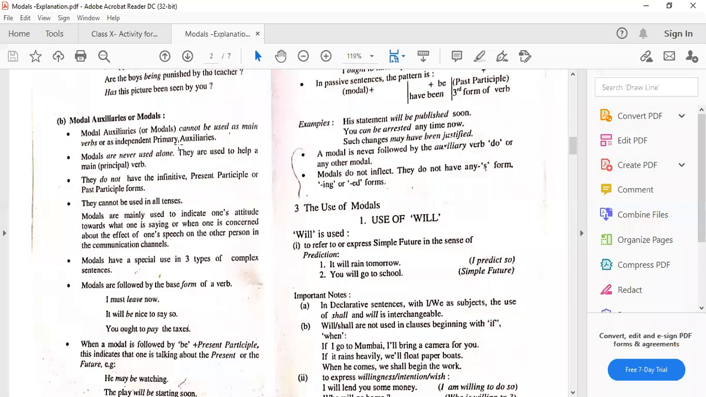But the modals cannot be used alone. They are used to help a main verb. A main verb must be there. They do not have the infinitive, present participle or past participle form.